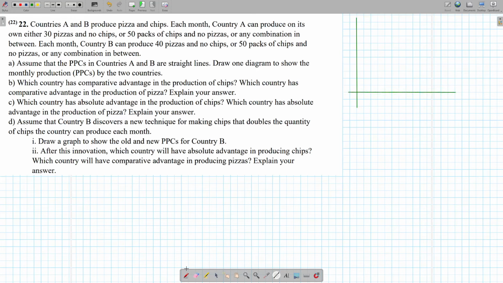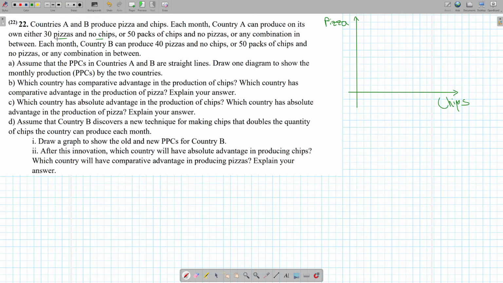Now, when you want to draw a PPC, you always have to label the two goods that you are comparing. If we're talking about pizza and chips, you can put any axis, whatever you want. If you want this one to be chips and that one pizza, it doesn't matter, the order doesn't really matter. I'll just put pizza here and chips here. You have to label these axes, and then obviously you have to number them.